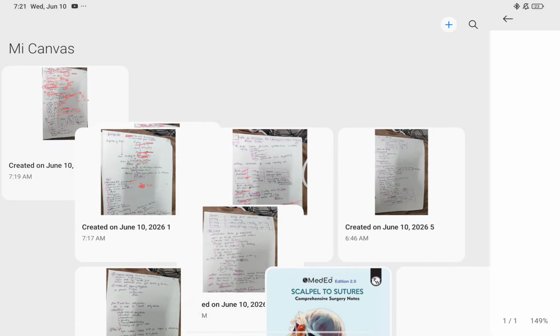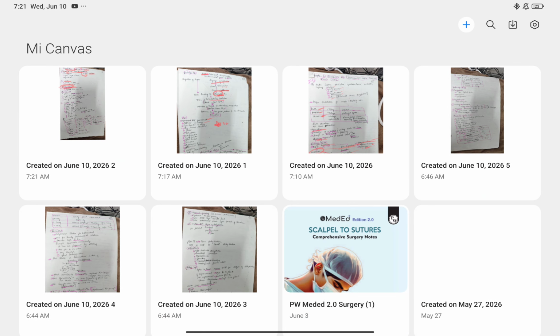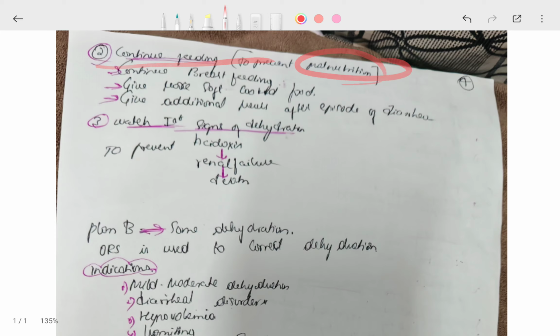Now moving on to the other one. Continuing plan A, first you are replacing the ongoing losses. Now you have to continue the feed in order to prevent malnutrition. Breastfeeding should be continued, it should not be stopped, and you have to give more soft, cooked food, because digestion will be easier and more nutrients are absorbed easily before diarrhea occurs. You have to give additional meals after every episode of diarrhea, so that they won't go for malnutrition. And you have to watch for the signs of dehydration.